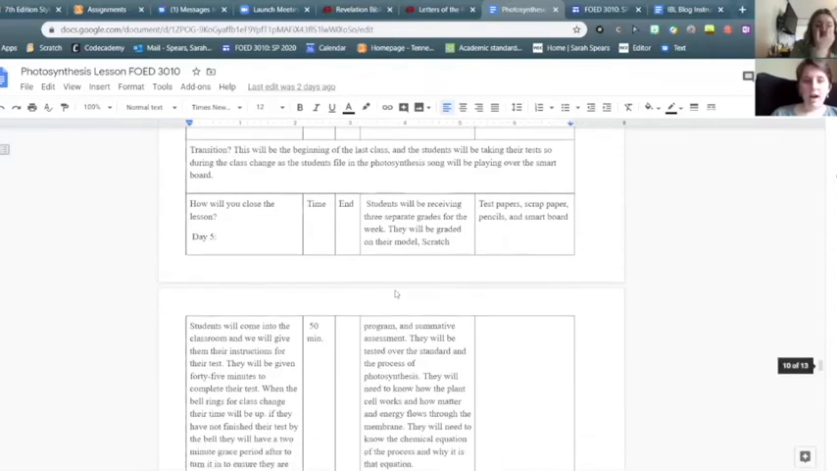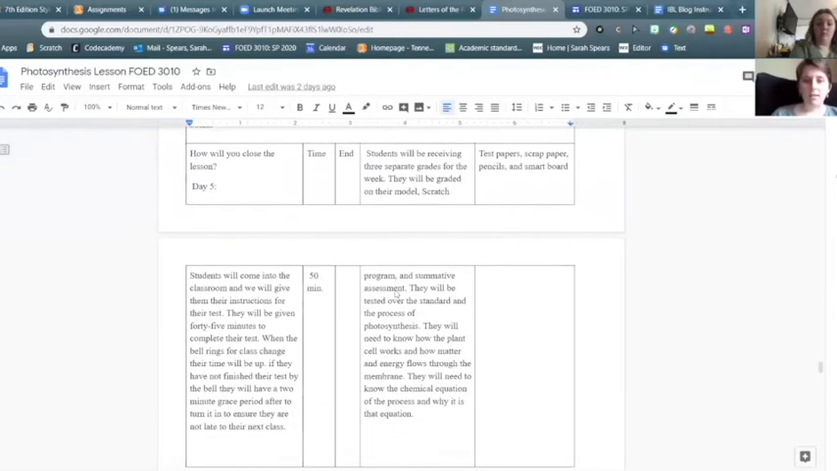And then on day 5, that is when we're going to be doing our summative assessment. So the first 5 minutes we're going to dedicate to any last minute questions, let them look over their notes and then also hand out the test. And we're going to have them take the entire class period to do it because we want to make sure that everyone has enough time to complete it.